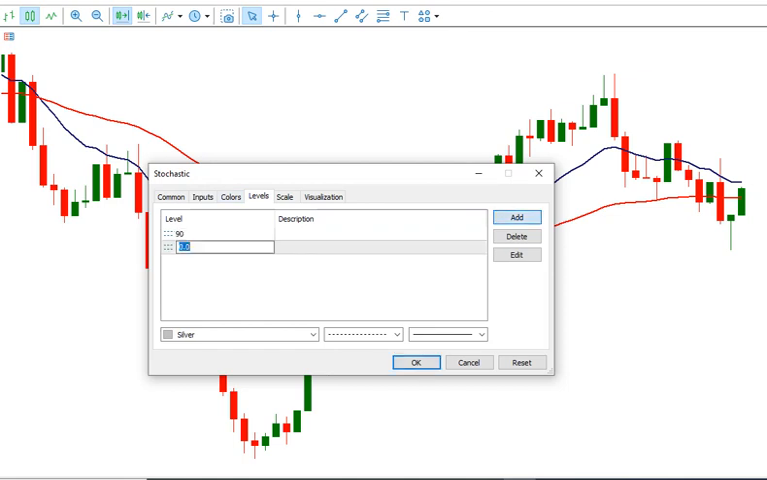Let me drop it first. 90. All right, this is 90. This is 80. This one is 20. This one is 10. And this one is 50. So this is how this thing is.